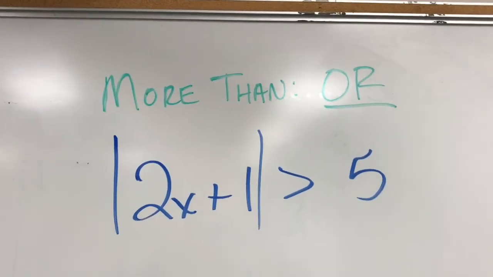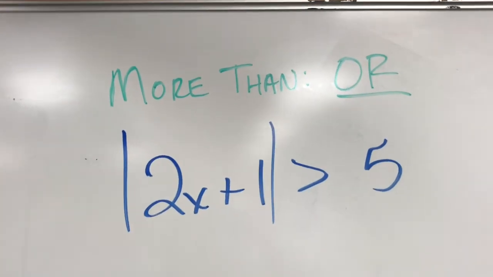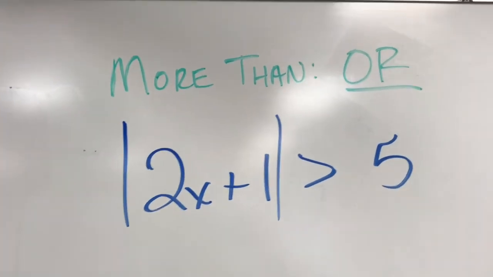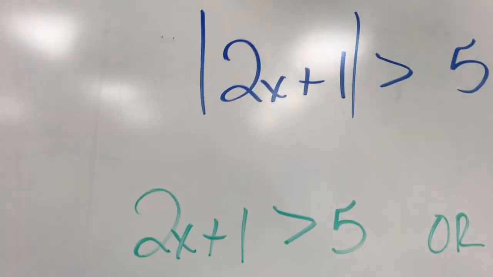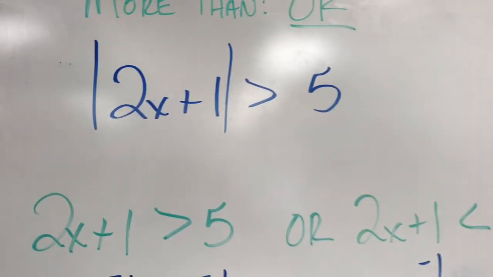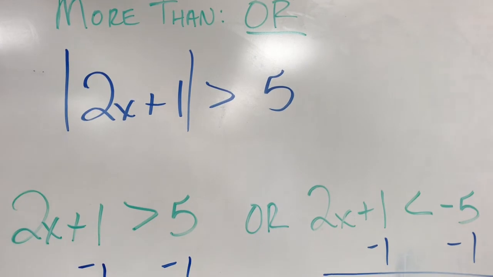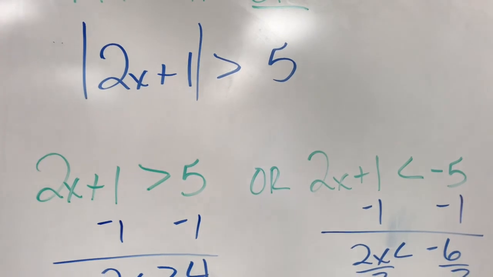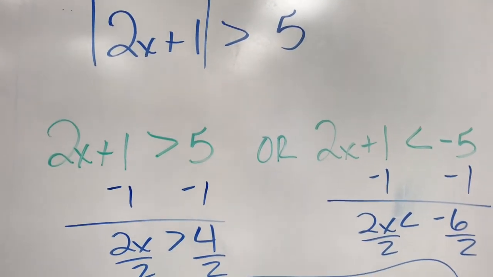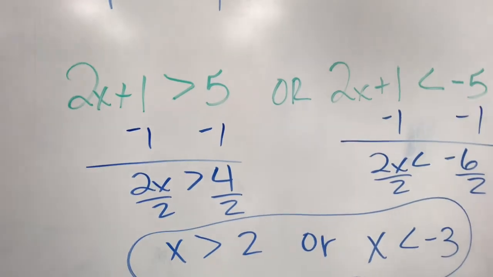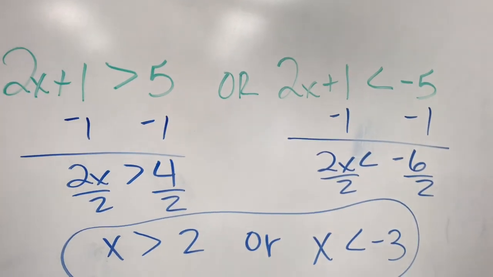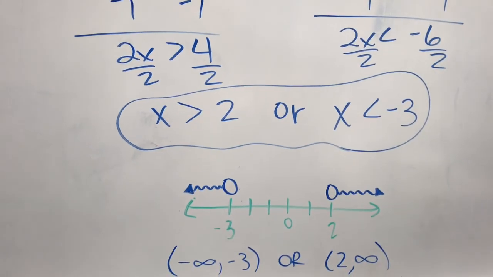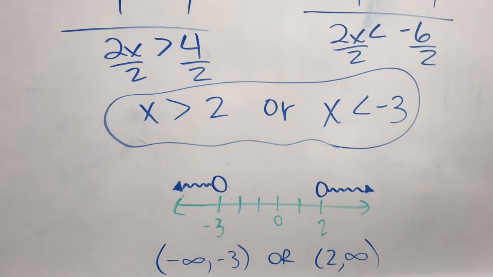If it's a greater than or more than problem with absolute value, it becomes an or problem. Okay, so we're gonna write it as it is, and then we're gonna say or, and we're gonna flip the symbol and change the sign. Okay, and then we solve it just like an or problem. And we end up with x is greater than 2 or x is less than negative 3. And again, we graph. And there's our answer in interval notation.